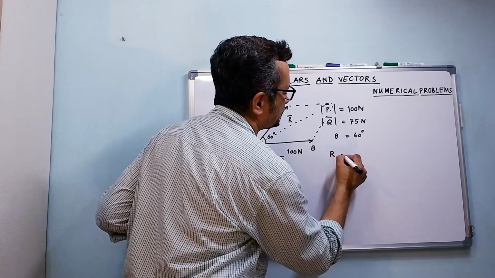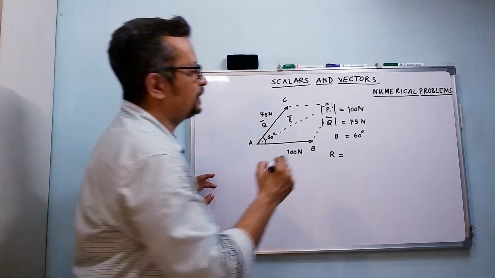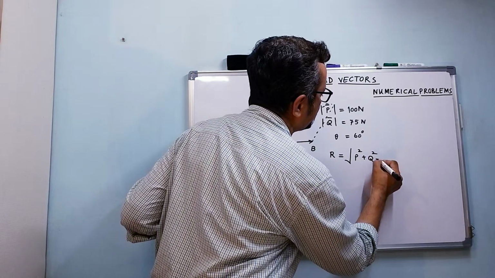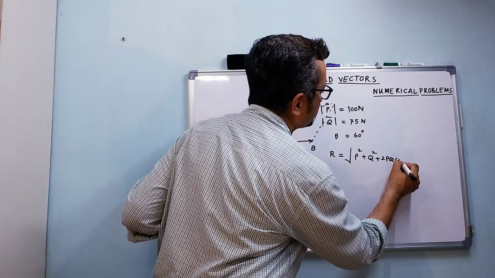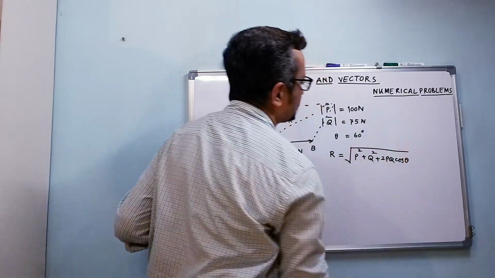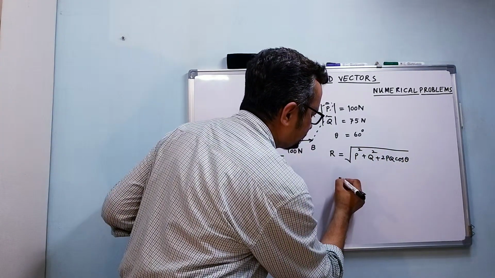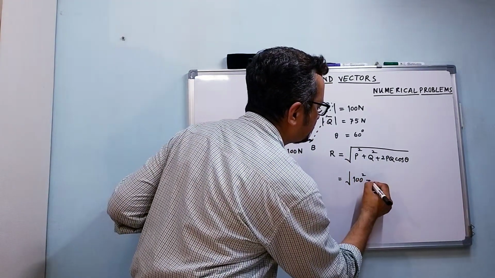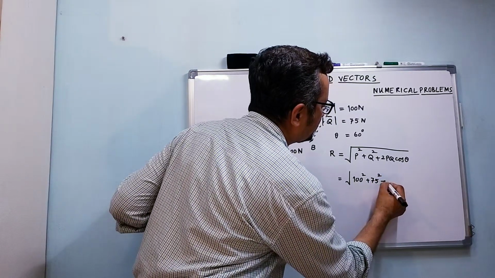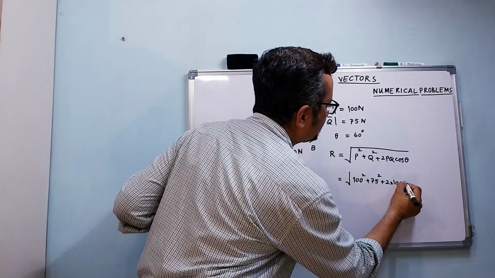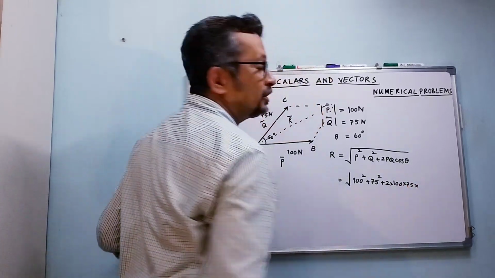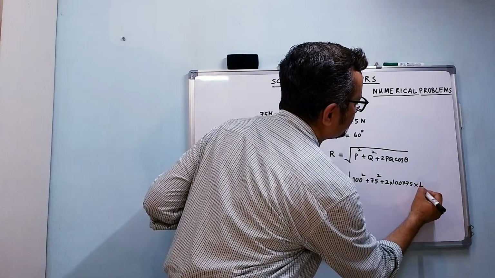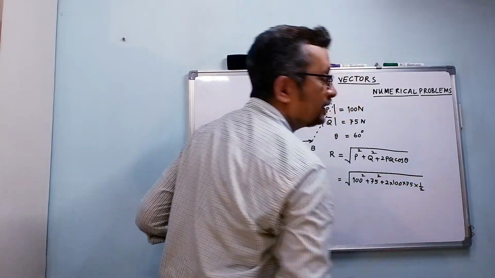So my R is equal to root over P square plus Q square plus 2PQ cos theta. So it is root over 100 squared plus 75 squared plus 2 into 100 into 75 into my cos theta, which is cos 60, equal to half, and then everything under root.